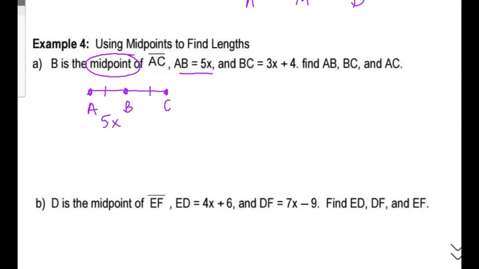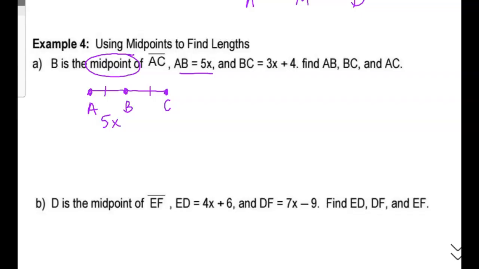Will we ever actually need to draw tick marks? There is a day where we will draw tick marks on triangles when we prove them congruent. We have a whole section on triangle proofs, and you will have to draw tick marks, but not for line segments. Not for line segments, for triangles.